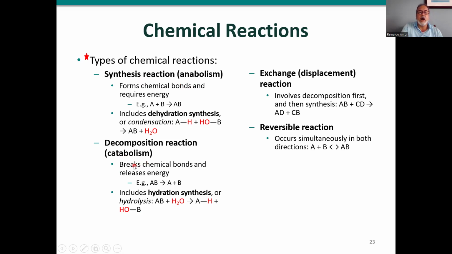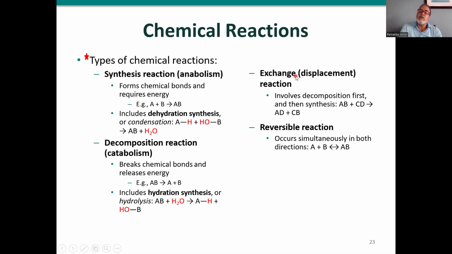Decomposition reactions: chemical bonds are being broken. So you go from a more complex molecule to simple components, right? You're breaking a bond. To break a bond, you need to add water. This is called hydrolysis, a decomposition reaction. So for the exam, make sure you know this equation here and that equation here. Pay attention to the equations. You can see here that you're forming something complex in an anabolic reaction, and in a catabolic reaction, you're breaking bonds, going from complex to simple.